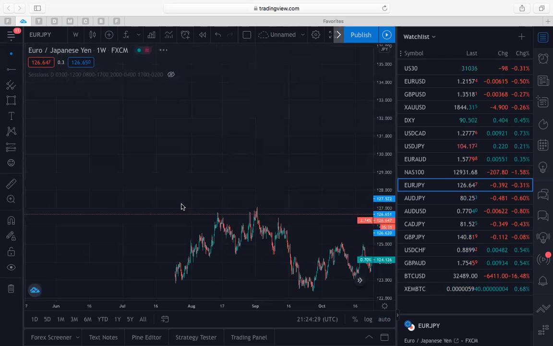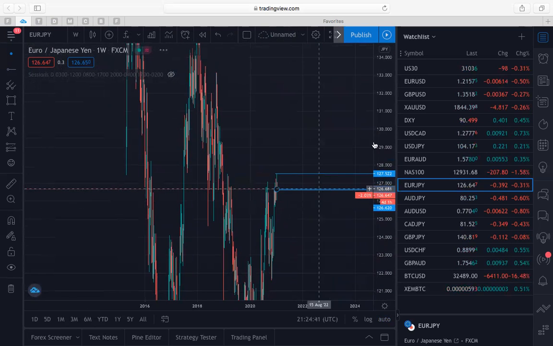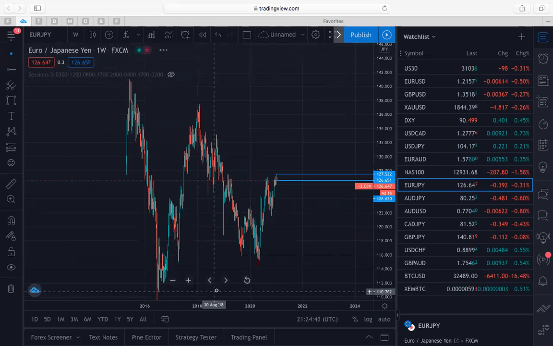Now you do this on all pairs, guys. Any pair you're trading, just do this. And I'm going to be showing you guys a very quick secret on how to know what pair you intend to trade for the day, what you actually want to trade for the day.